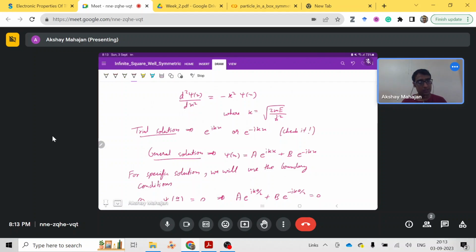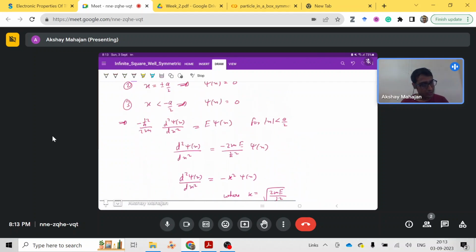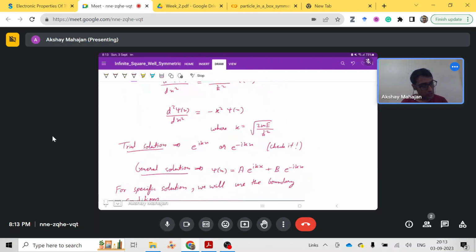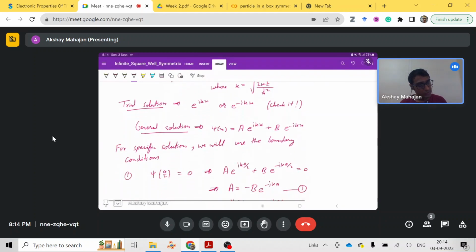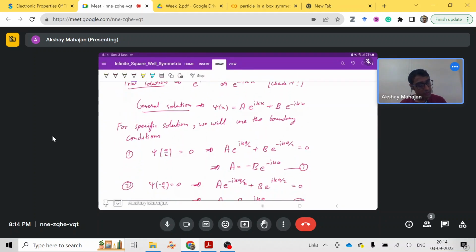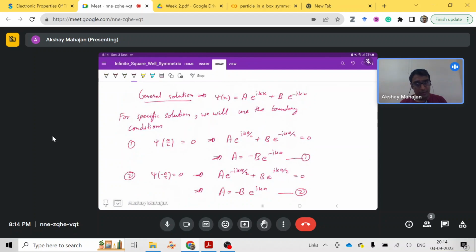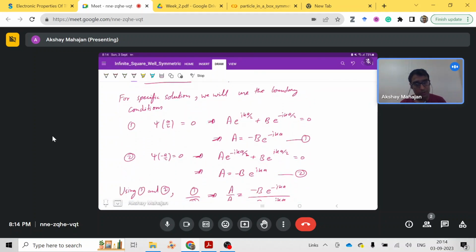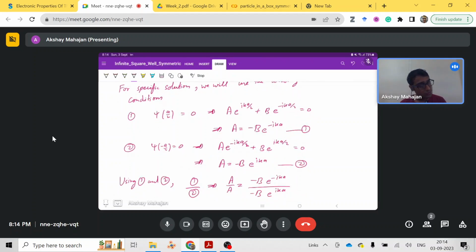Both satisfy our TISE equation, and so we can write a general equation as psi(x) equals A times e to the power iota kx plus B times e to the power minus iota kx. Now for the specific solution we will use the boundary condition that at x equals a by 2 our wave function will be 0, and that gives us the condition A equals minus B e to the power minus iota ka, and at x equals minus a by 2, psi equals 0, we will get A equals minus B e to the power iota ka.